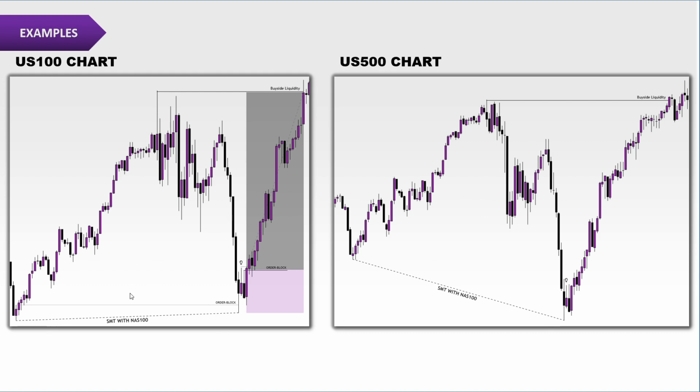So when we are looking for high probability reversals, we will always be looking at two assets which are correlated, and we will be looking for the failure swings in the direction in which we are going to trade, because it would have high chances to go in your direction.